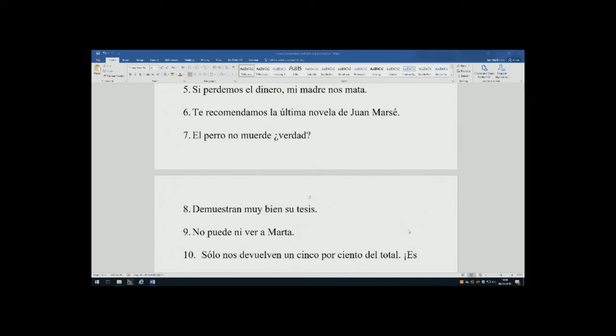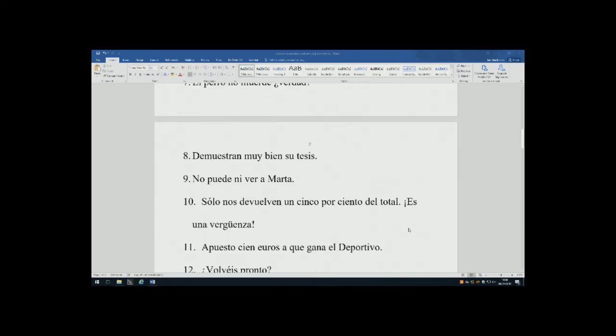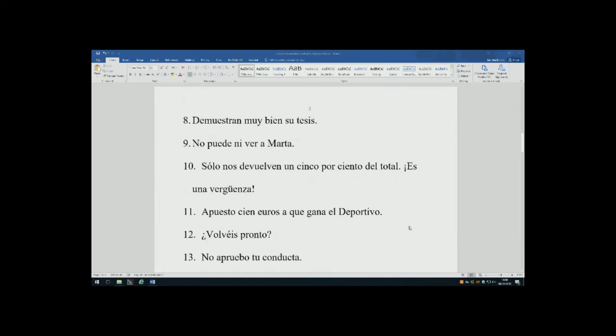Number 11, apuesto 100 euros a que gana el Deportivo. So I've shown you number 12, volvéis pronto. Number 13, no apruebo tu conducta. I don't approve of your conduct.